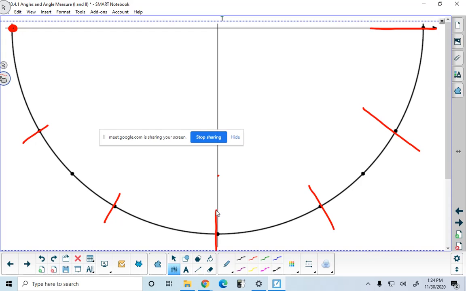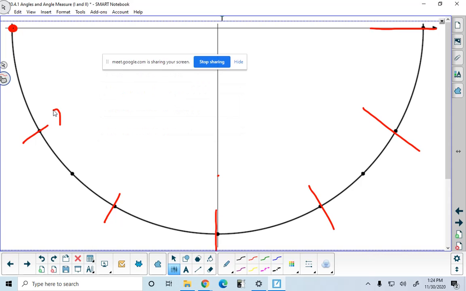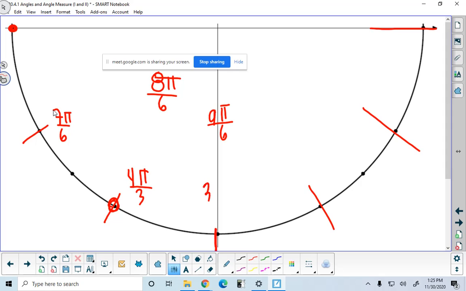You are, I hope, going to get to the point where you see 30-degree chunks as pi over 6, which makes this angle 7 pi over 6. This angle is 8 pi over 6, which is 4 pi over 3. This would be 9 pi over 6, and we can reduce 9 over 6 down by dividing top and bottom by 3 and getting 3 pi over 2.